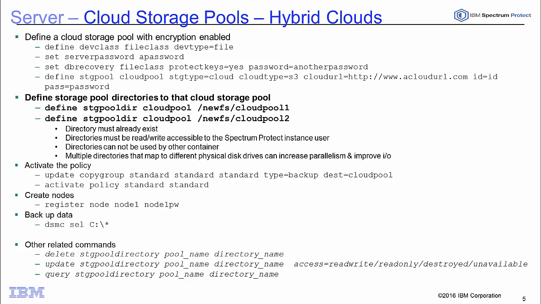If you choose to have multiple directories, that'll help with the parallelism and improve your I/O if those different directories map out to different physical disks. So after you've defined the storage pool directories, then you're going to activate your policy, create nodes, and do your backups. Some of the other commands that relate to the hybrid cloud would be delete storage pool directory if you needed to remove one of these directories, update storage pool directory if you wanted to change the accessibility, for instance, to read-only or destroyed, or query storage pool directory.